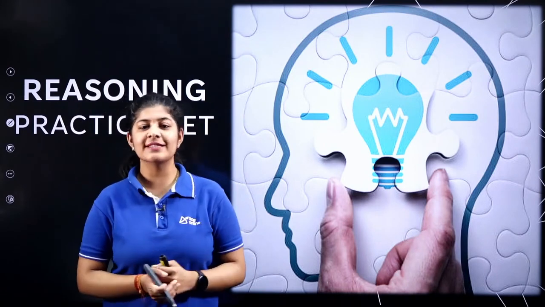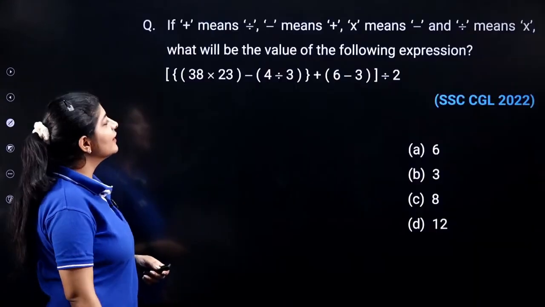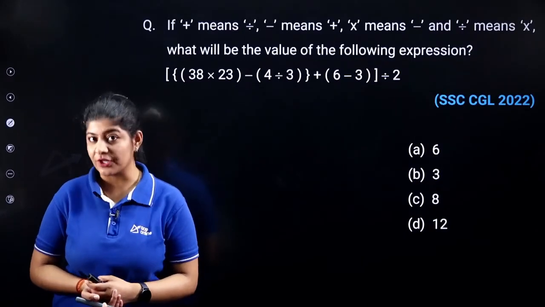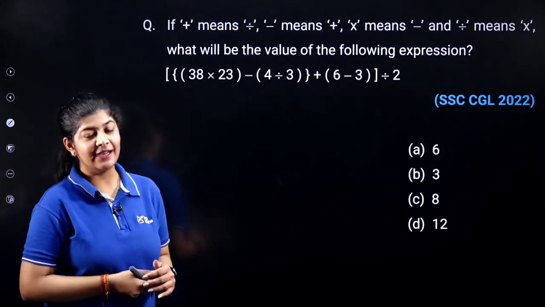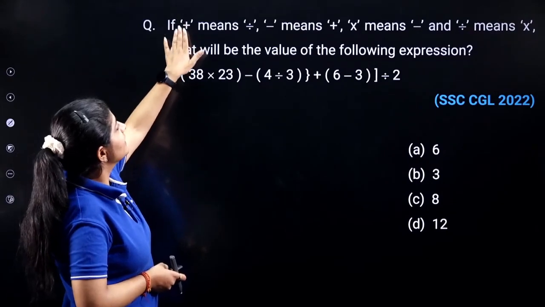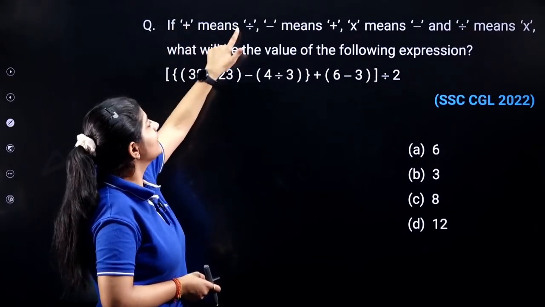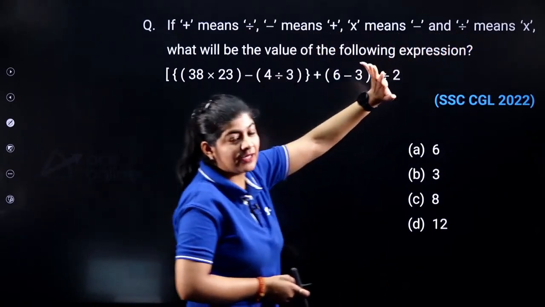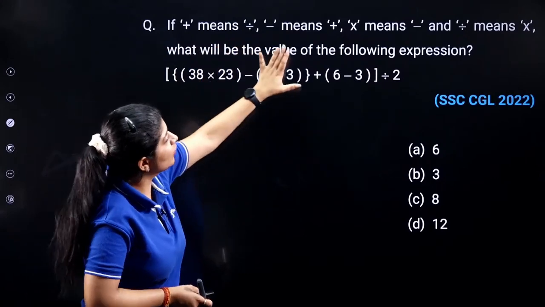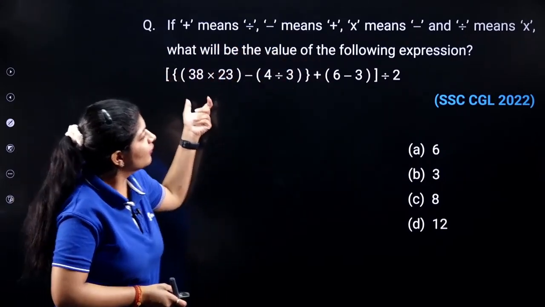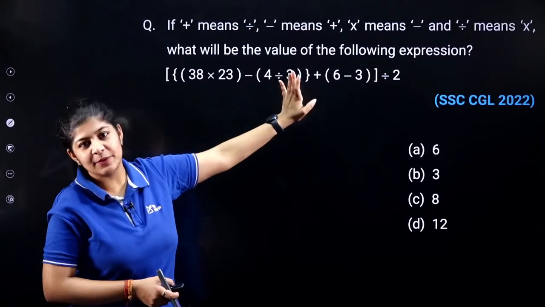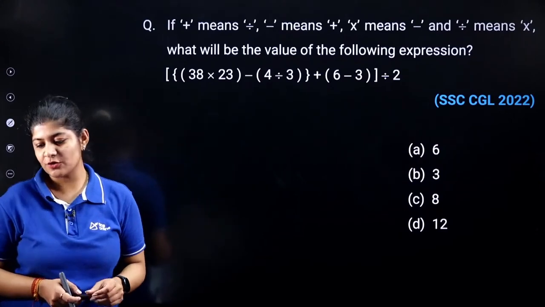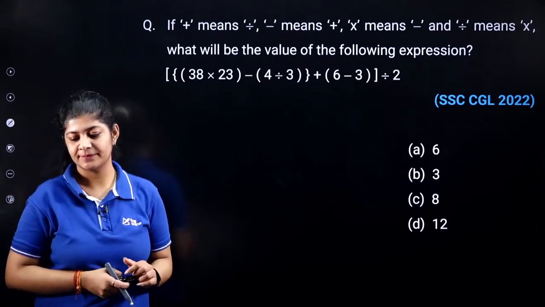Okay, so let's start today's session, and here we have the very first question. This question is from the concept of symbols and notations. The question says that if this symbol means this, this means this, this means this, and this means that, what will be the value of the following expression? Here we have an expression, and we need to determine the correct answer. Thank you so much for the confirmation, Ramakrishna.